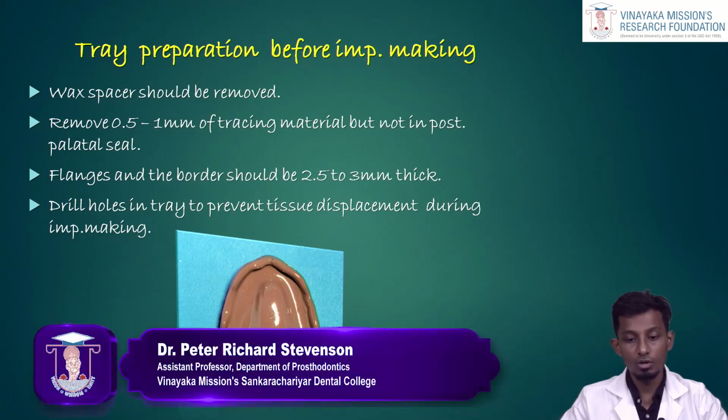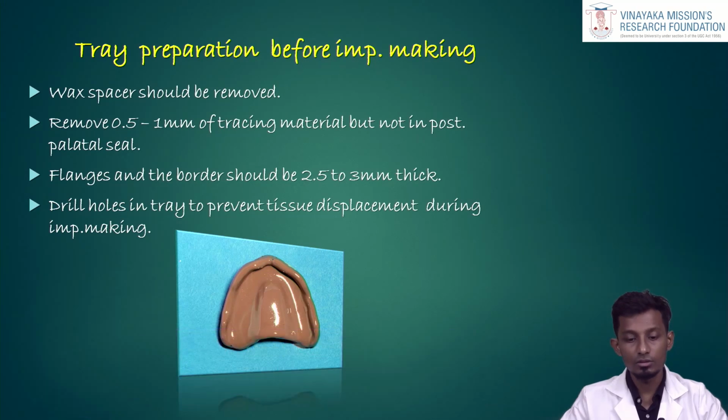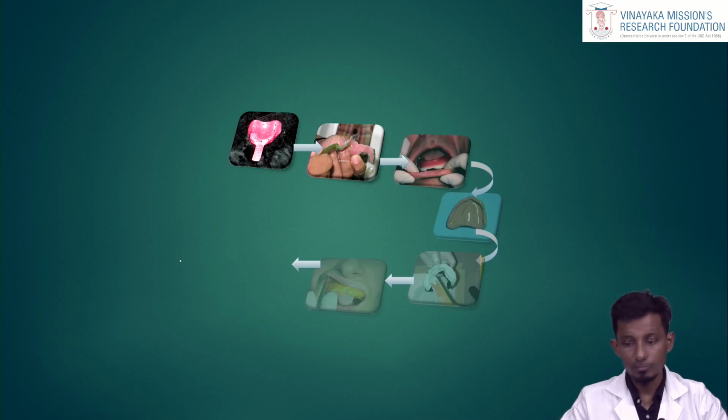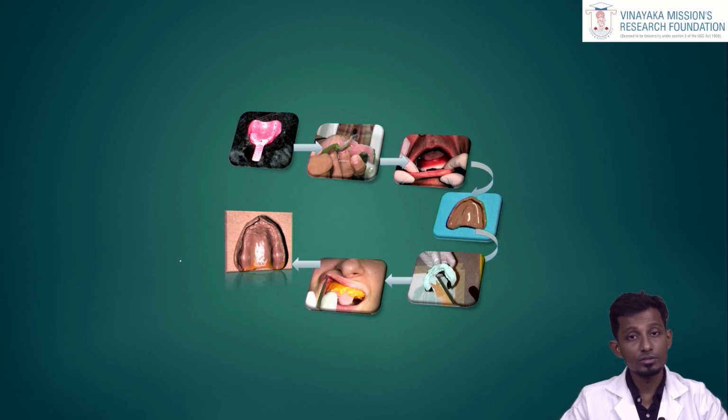Flanges and the border should be 2.5 to 3 mm thick. Drill holes are made in the tray to prevent tissue displacement during the impression making. Now this will be the custom tray. Border molding is done, the cast is poured. So these are all the steps in the making of a secondary impression, or also called your final impression.